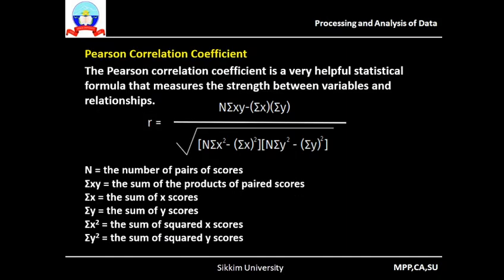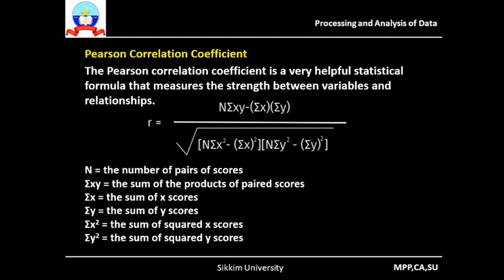Now we have an alternative mechanism for determining correlation coefficient. This is called Pearson's correlation coefficient. Pearson's correlation coefficient is a very helpful statistical formula that measures the strength of correlation between variables and relationships. So here the equation takes the following form.